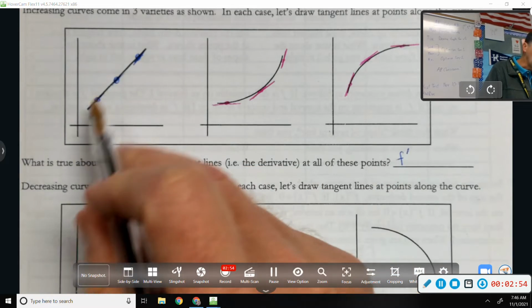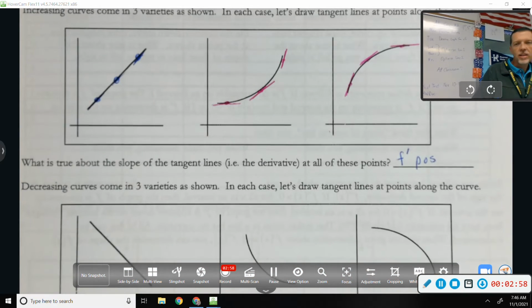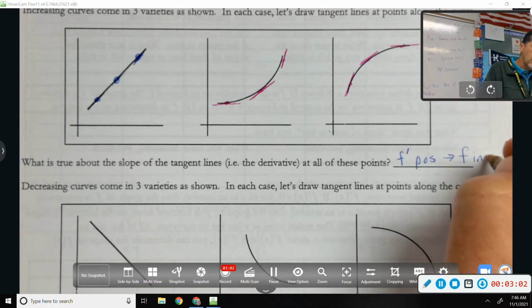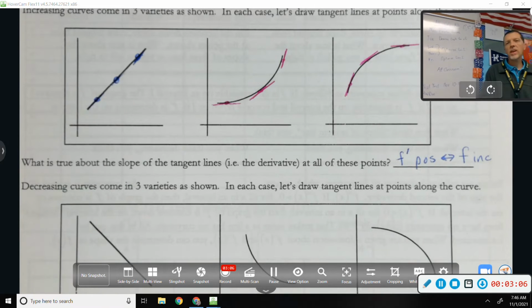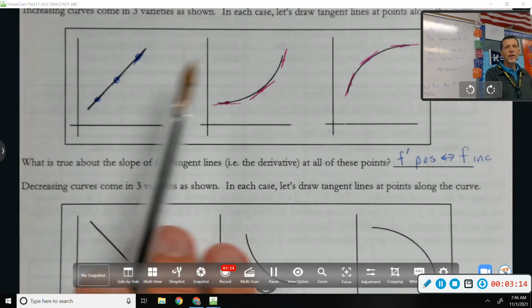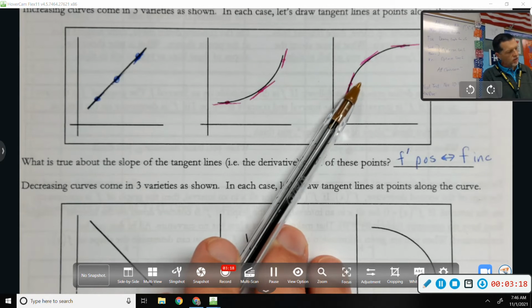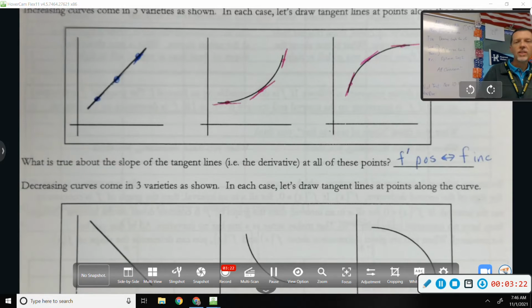F prime in all of those is positive. And of course that means the same thing as f is increasing. But obviously there's something different about those three, and that's sort of what comes next. But we'll just leave it alone for right now.